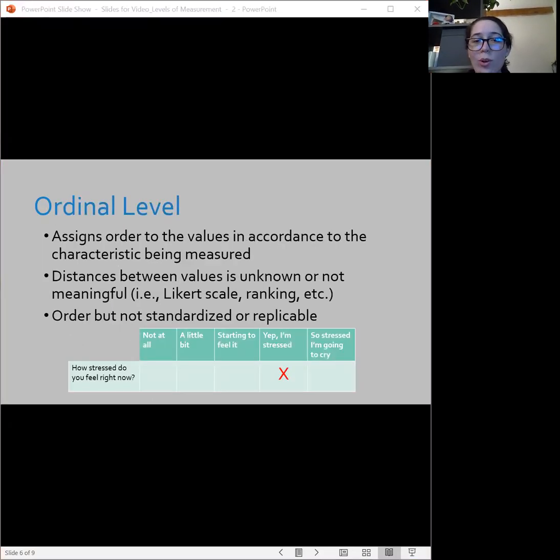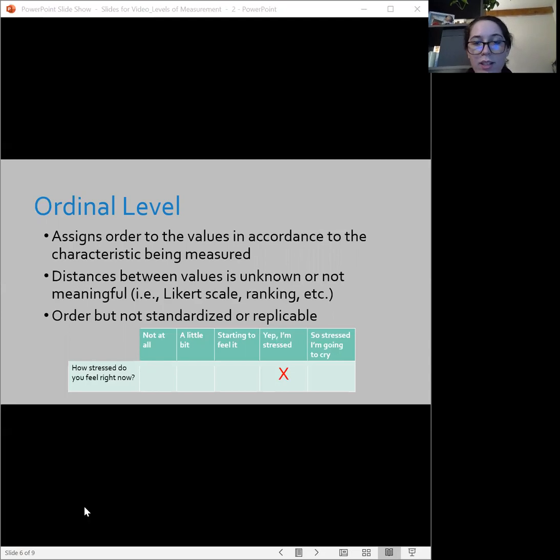The second is the ordinal level. So like the nominal level, these are mutually exclusive, but in addition, we establish a rank or a value to the item being measured. However, despite there being a rank or order, there is no measurable distance between the units of measurement that we are looking at. So there's no meaningful distance between not at all or so stressed I'm going to cry. We can't tell how those differ. We just know that not at all is lower than so stressed I'm going to cry.